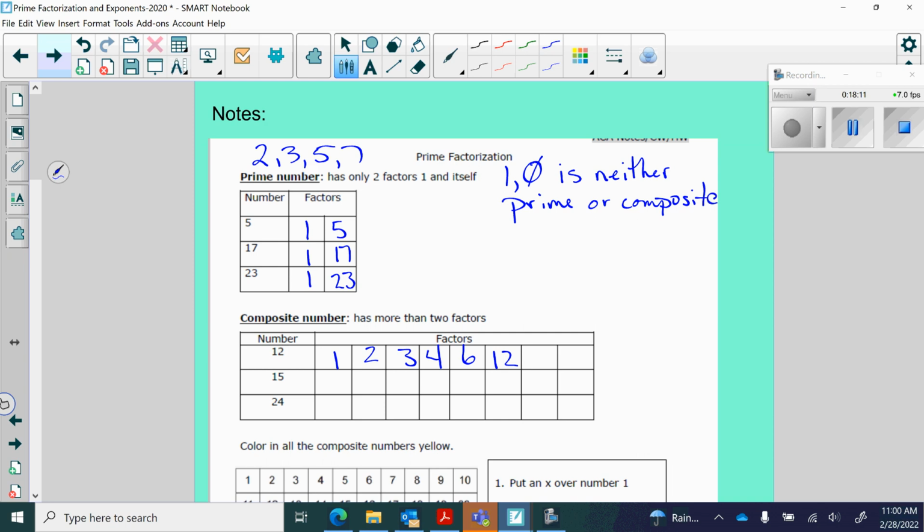I have an awful lot on the board that is not on your paper. This is not good.